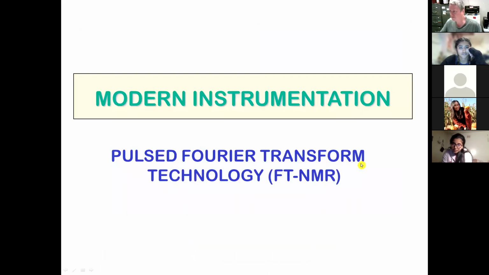Okay, so now let's talk about the newer modern instrumentation after the 1960s. This is called pulsed Fourier Transform technology. This is the modern type of NMR. We have 2 of these fancy NMRs on the first floor of Thornton. They're about $500,000 each. Very expensive toys. We all get to use them. The people that do research get to play with $500,000 instruments.